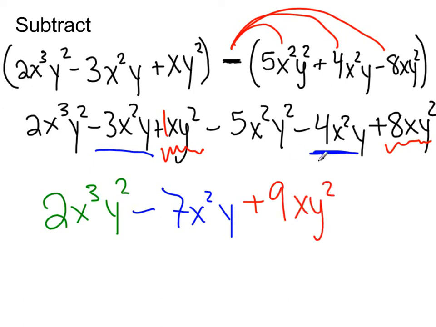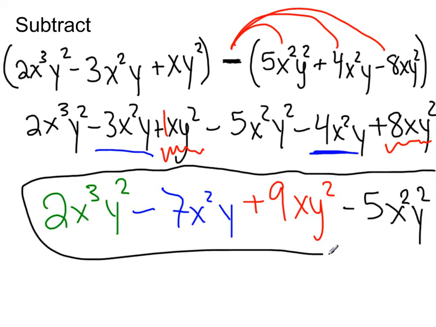And then last but not least, the minus 5x squared y squared doesn't have any like terms, so he stays the same. So here's our answer. And you can put it in descending order if you want to. It really doesn't make a difference. So that's how we subtract.